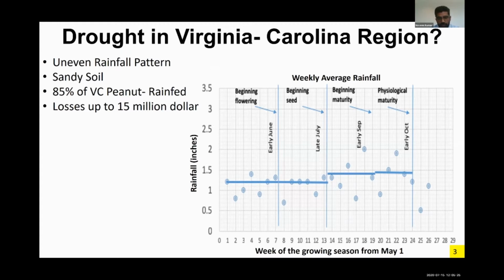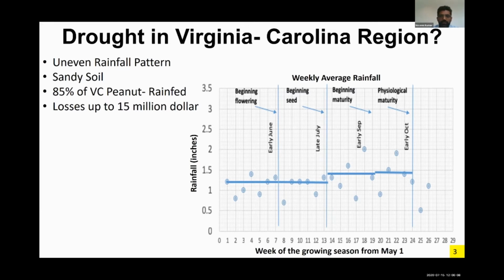And this graph shows the pattern of rainfall in the Virginia-Carolina region in the last 2 decades. On the x-axis, you will see the weeks of the growing season starting from May, assuming as our planting date. And on the y-axis, you can see the amount of rainfall received in inches. These vertical bars divide the growing season into 4 different growth stages of peanut, beginning from flowering to physiological maturity. This concentric circle reflects the average rainfall received in that particular week during 2 decades.